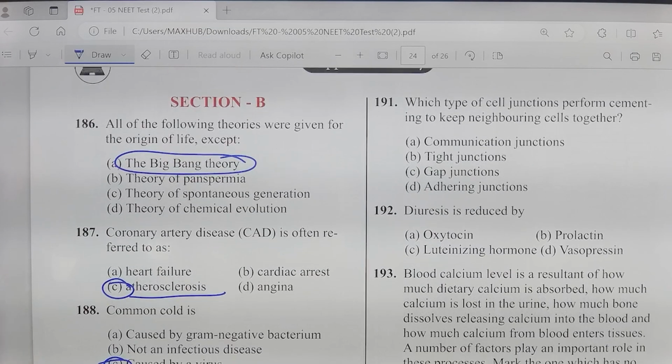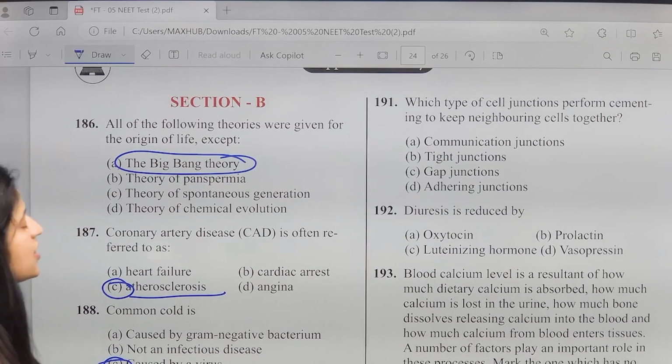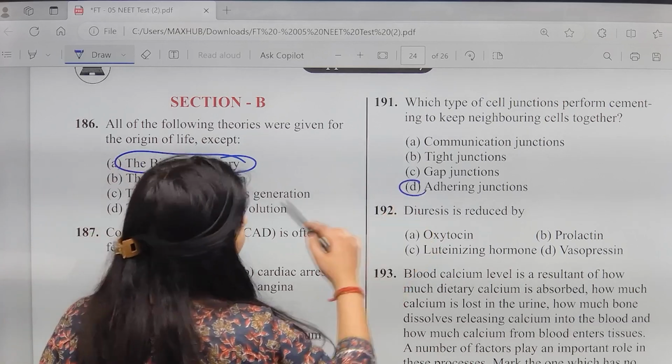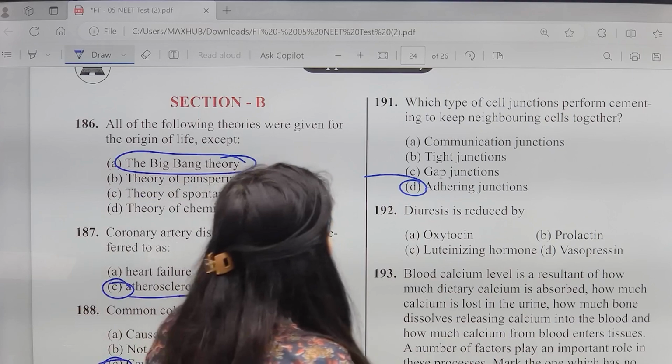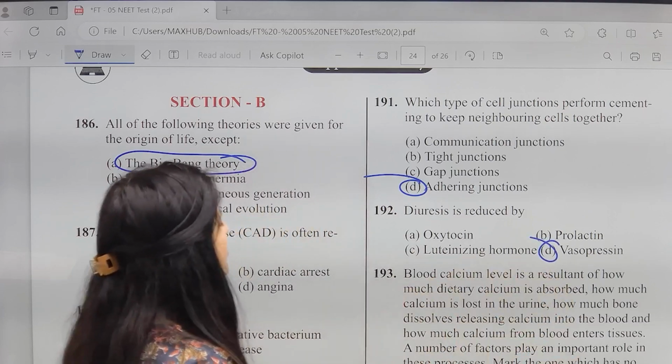Next is: which type of cell junction performs the cementing to keep neighboring cells together? This is the adhering junction. Diuresis is reduced by the, diuresis means the formation of dilute urine. Okay, and this diuresis is reduced by the hormone vasopressin.